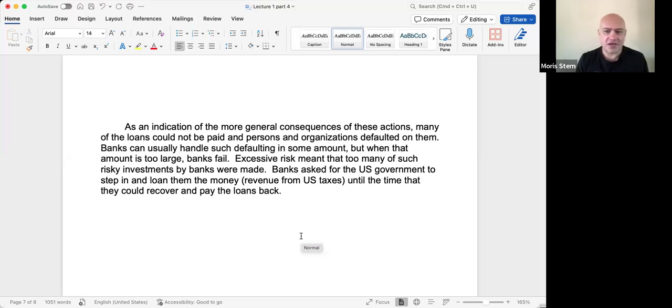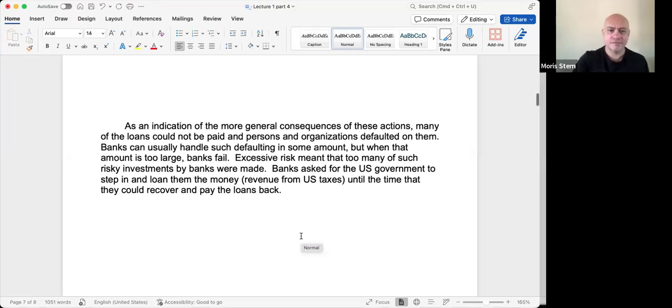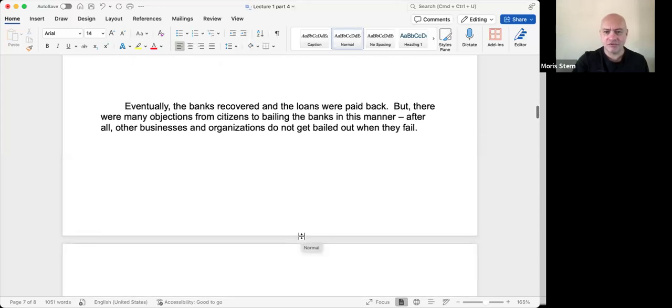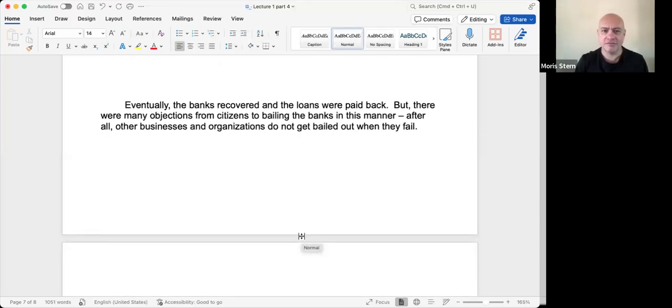And then banks asked for the US government to step in and loan them the money, revenue from US taxes, until the time that they could recover and pay the loans back, since the banks were no longer able to make it on their own, since so many of their loans were defaulted on. Eventually, the banks recovered and the loans were paid back.